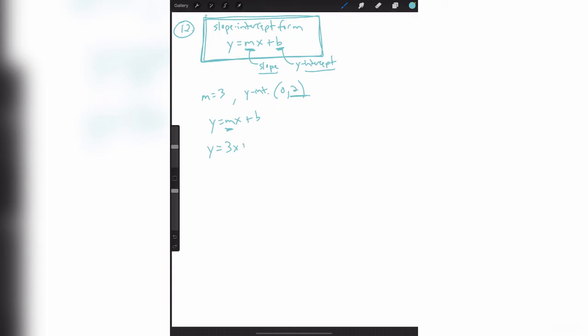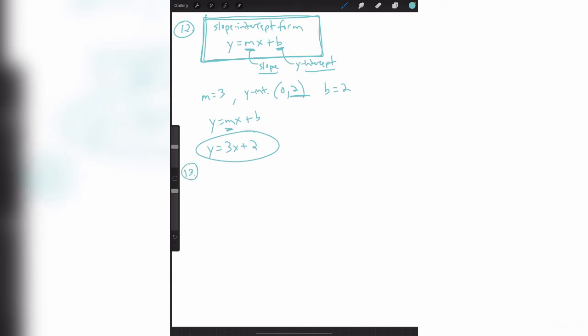Okay? So I'm going to go ahead and say plus 2. Now, you might also see y-intercept written like this. Like I said, b is equal to 2. So just different ways you might see it. So y is equal to 3x plus 2. Let's try again.